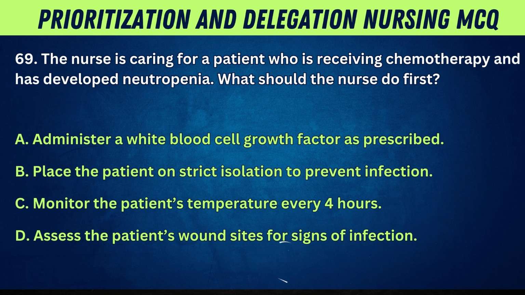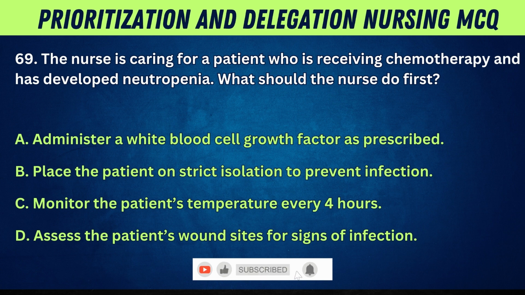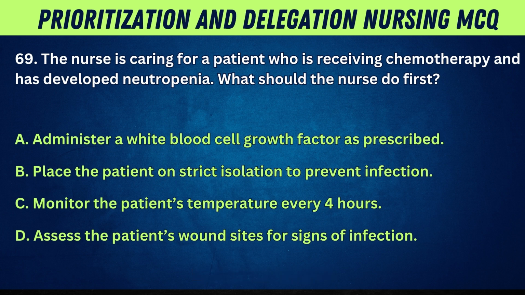69. The nurse is caring for a patient who is receiving chemotherapy and has developed neutropenia. What should the nurse do first? A. Administer a white blood cell growth factor as prescribed. B. Place the patient on strict isolation to prevent infection. C. Monitor the patient's temperature every 4 hours. D. Assess the patient's wound sites for signs of infection.